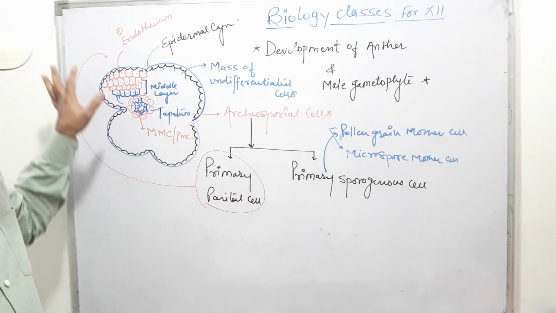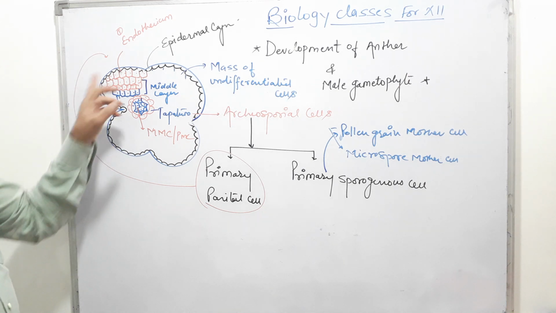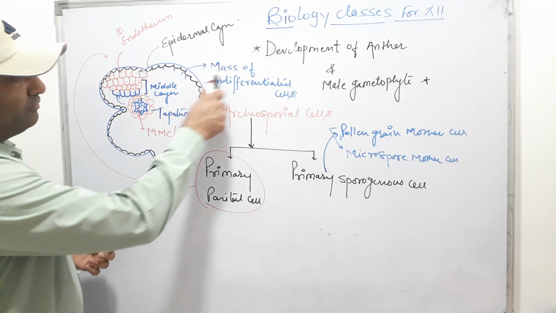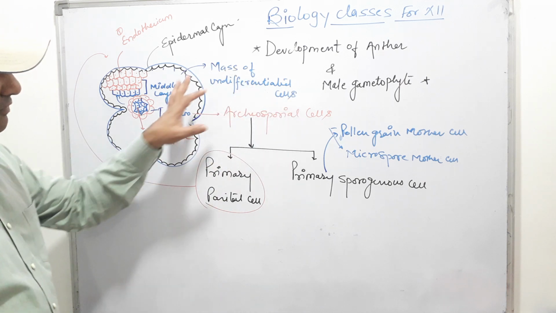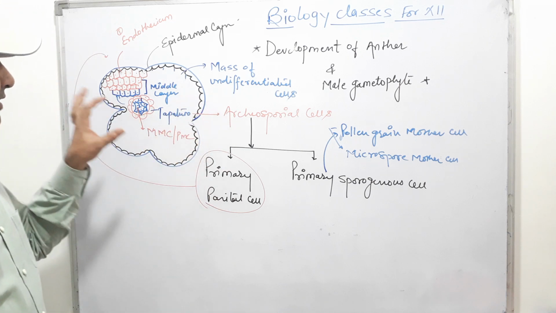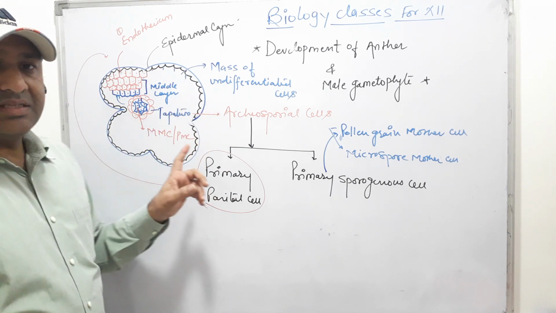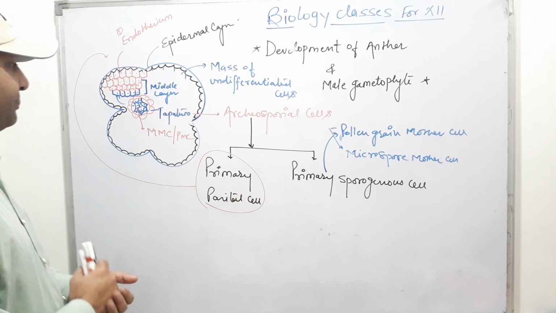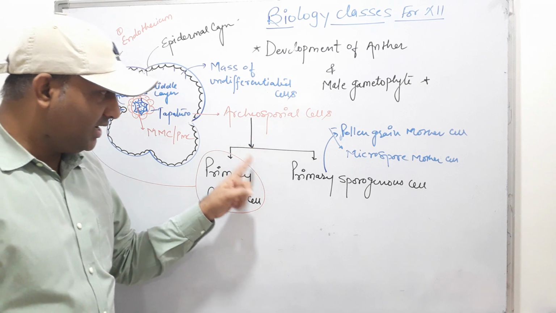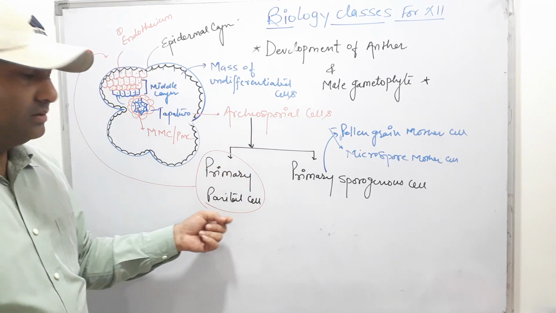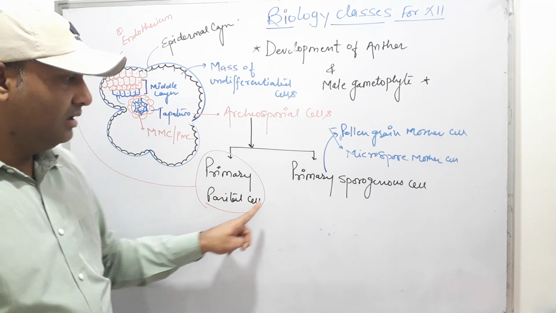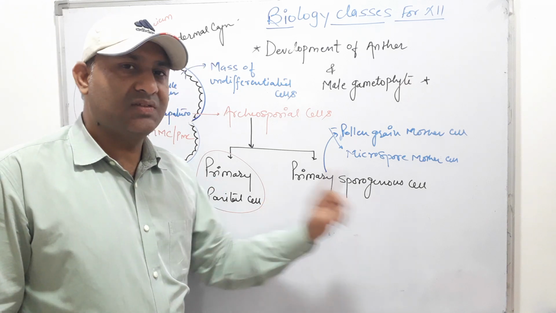So again, it is an immature anther which is covered by the epidermal layer or epidermis. It contains the mass of undifferentiated cells. These are called meristematic cells, and among these cells, a few are larger in size and contain dense cytoplasm. These cells are called archaeosporial cells. Now these archaeosporial cells undergo mitotic division and produce two types of cells. First is the primary parietal cell, and second is the primary sporogenous cell.